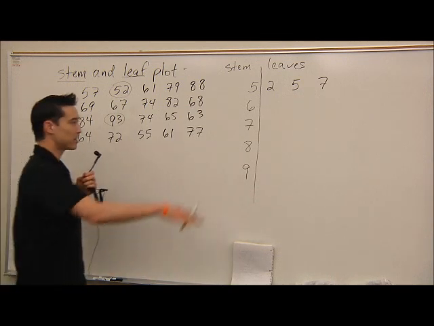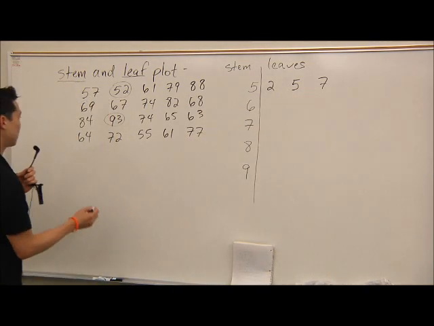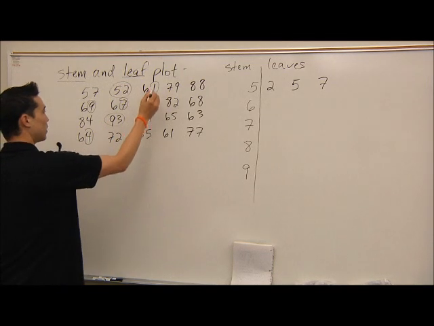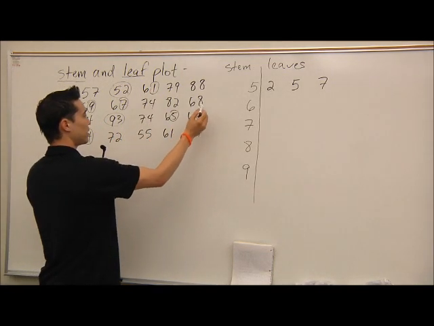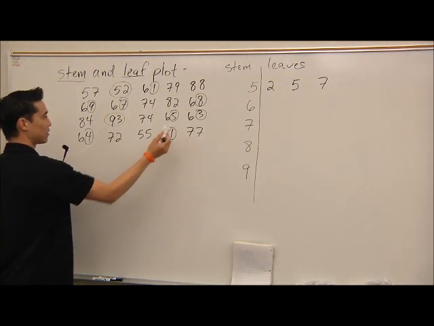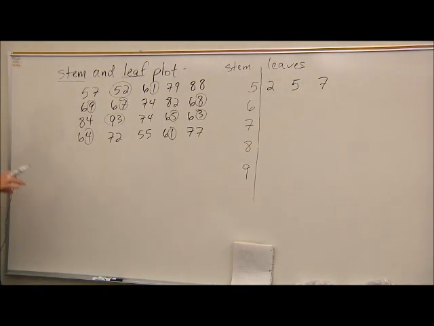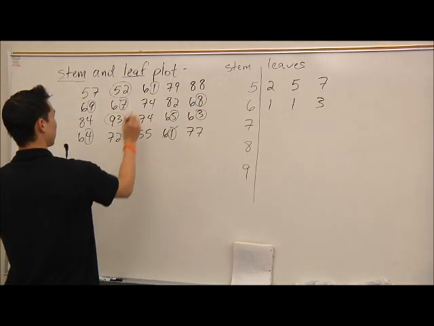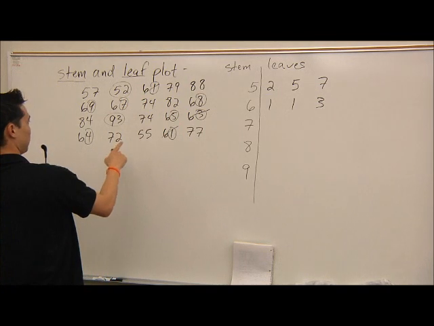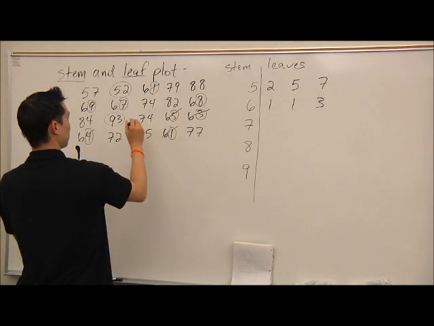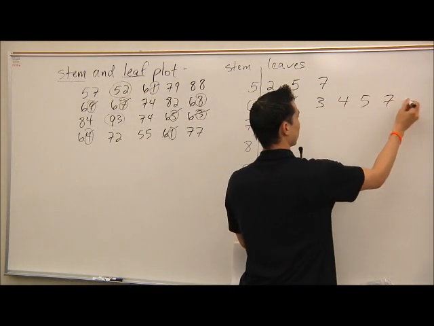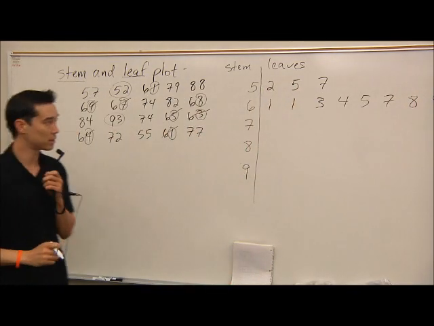Okay, and then you just continue on through the rest of this. So I'm going to go to the 60s now. We have a 9, a 4, a 7, a 1, a 5, a 3, and an 8, and another 1. Okay, and so we put those in order. So we're going to have 1, 1, 3, on and on and on. Lots of scores in the 60s.